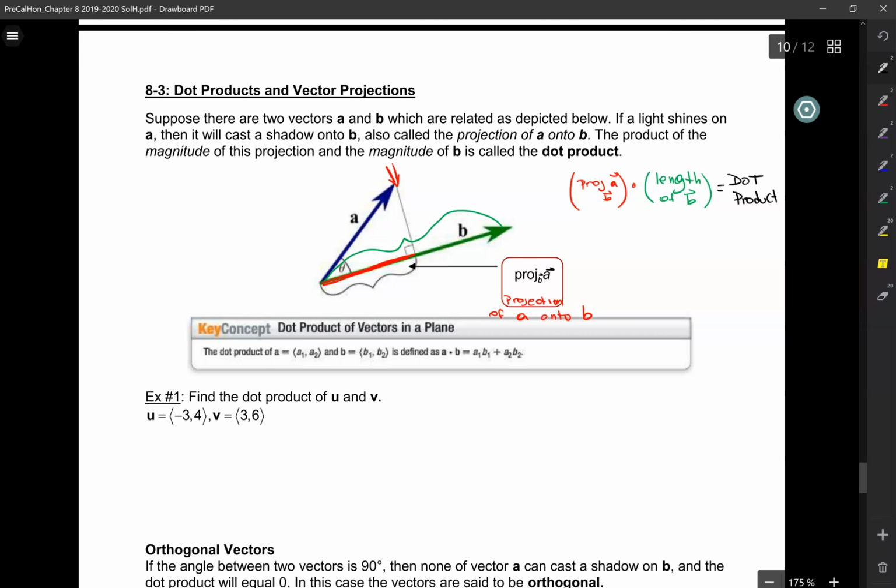We'll talk about application later, but that's what dot product means. Basically, the length of this vector times the length of the shadow that the other one casts on it. So it's two lengths multiplied by each other. What that means physically, we'll do an example later on. Now, let's first talk about how we find a dot product.